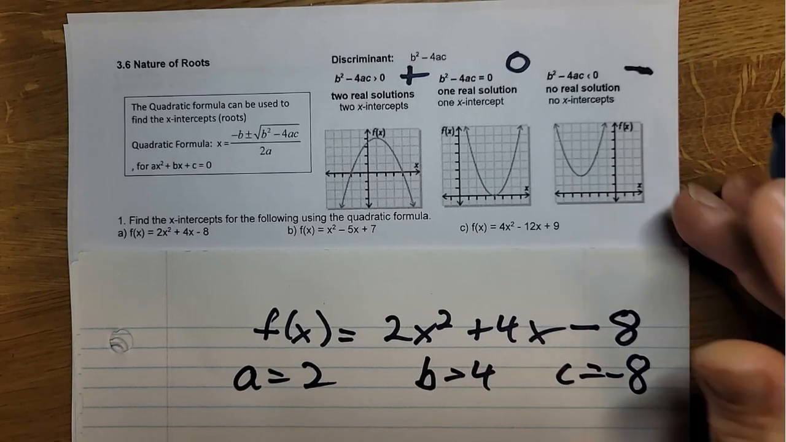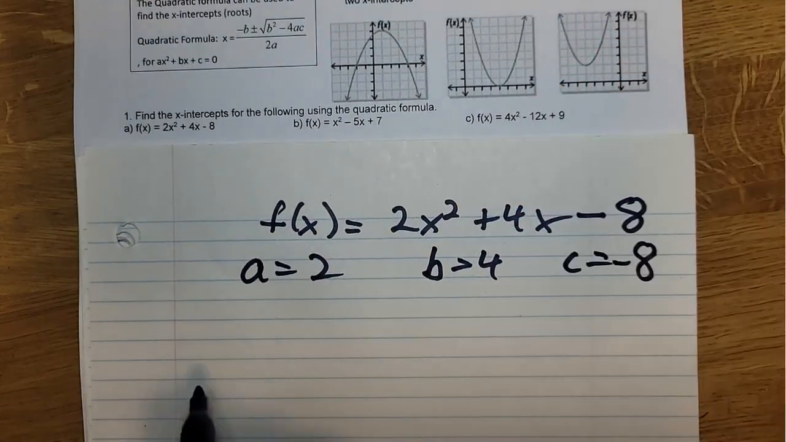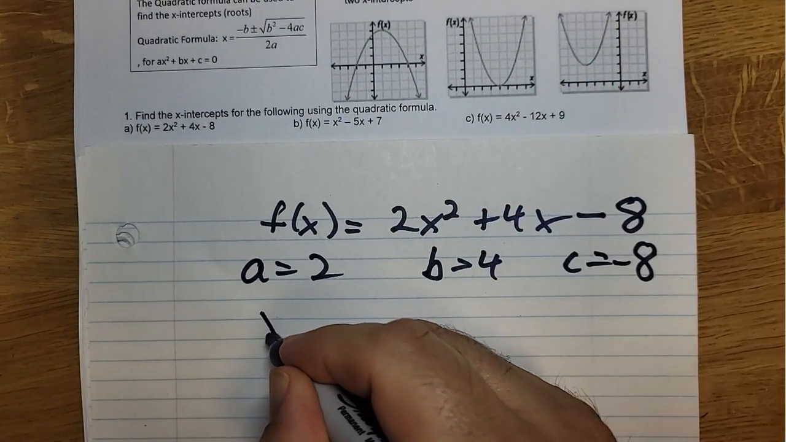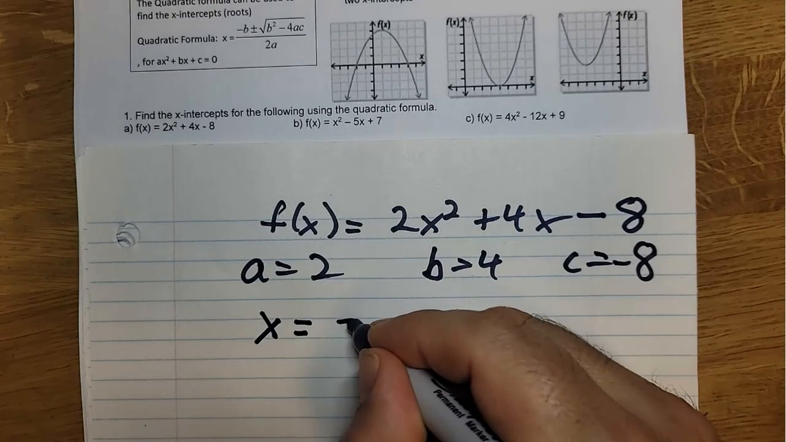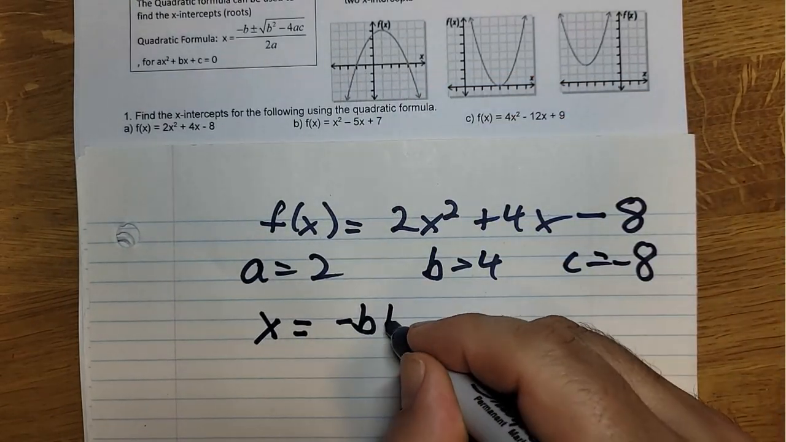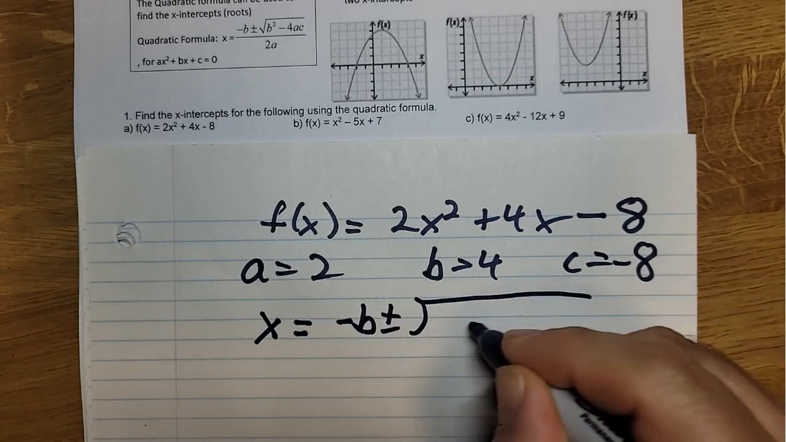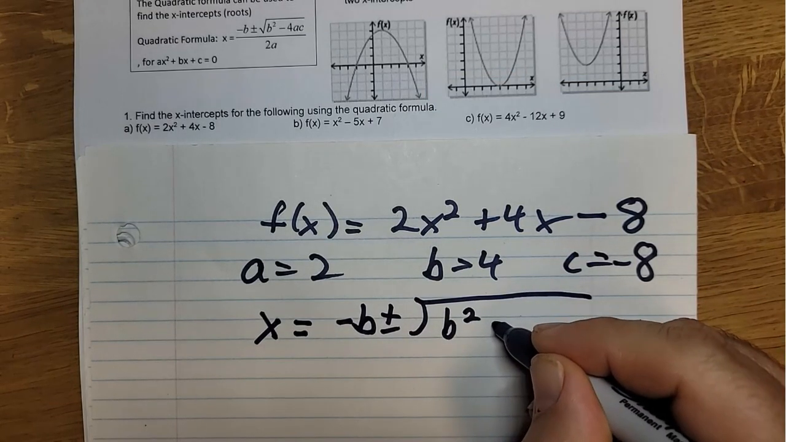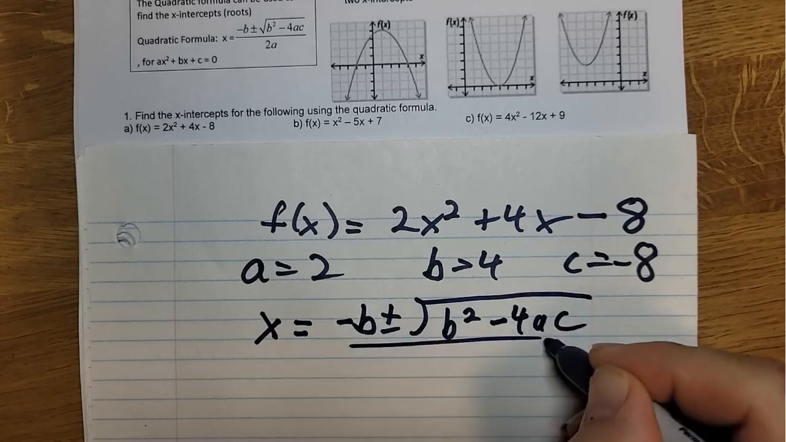You don't have to write this. You can skip the steps. I'll show you which step you can start at, but I'm going to show everything in this one. So x equals, and you have your formula, just copying that formula there, negative b plus minus the square root of b squared minus 4ac all over 2a.